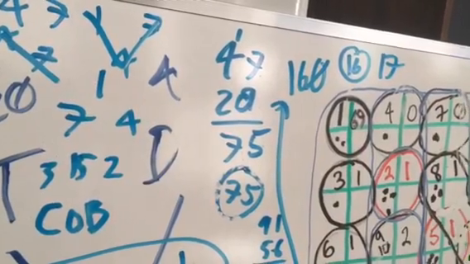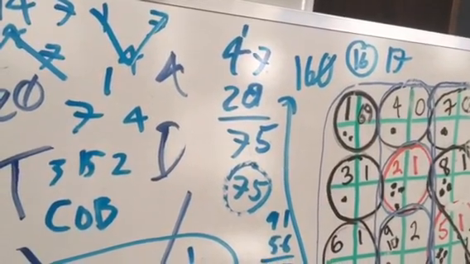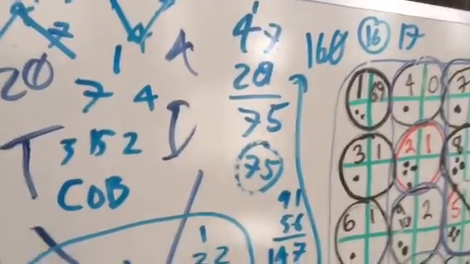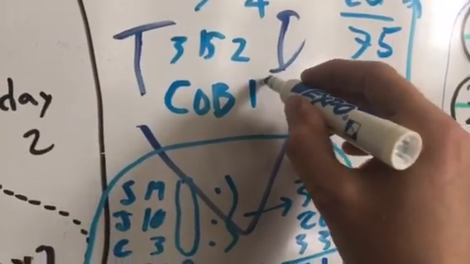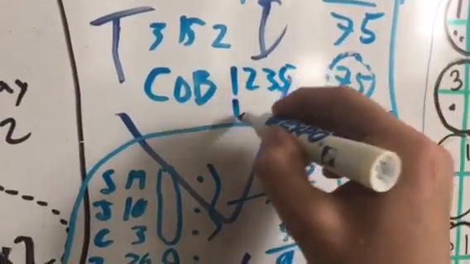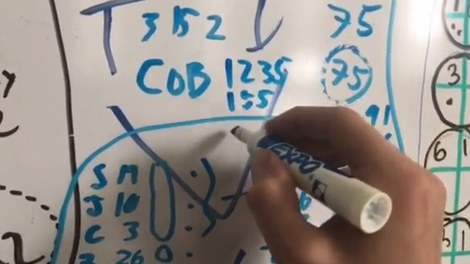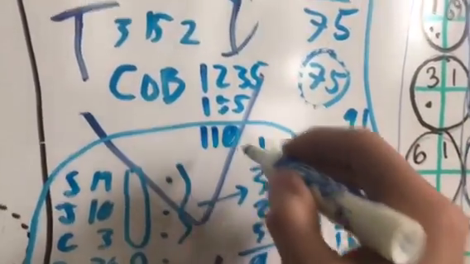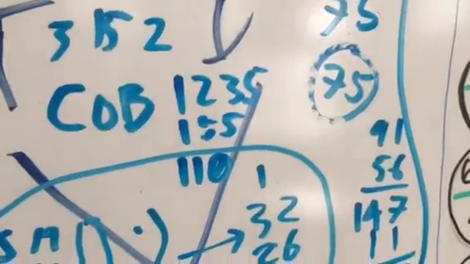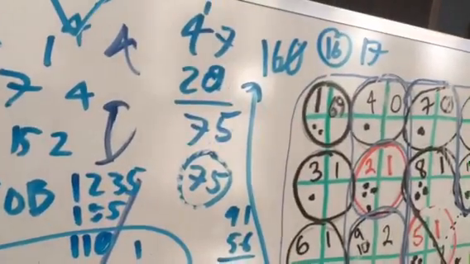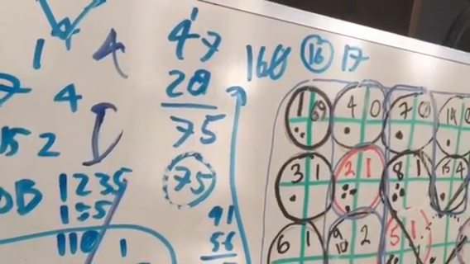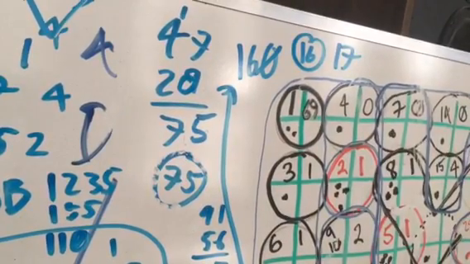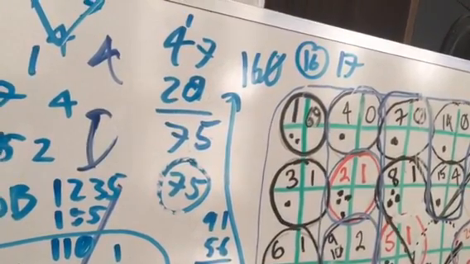Circle 38. What is this? This is a 1, 2, 3, 5. It's a 1, 5, 5. That's a 1, 1, 0. That's 110. 110 and 160 is 270.